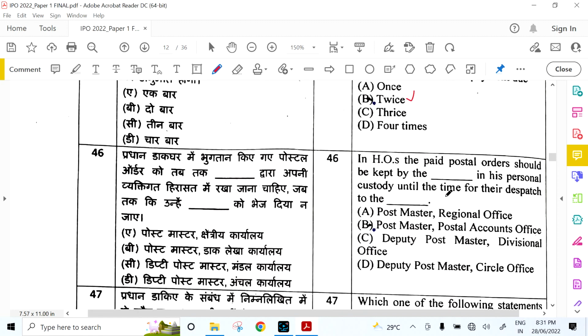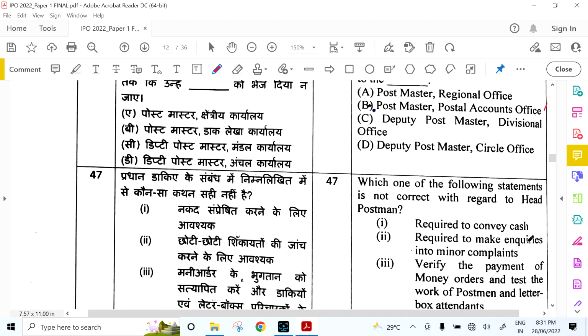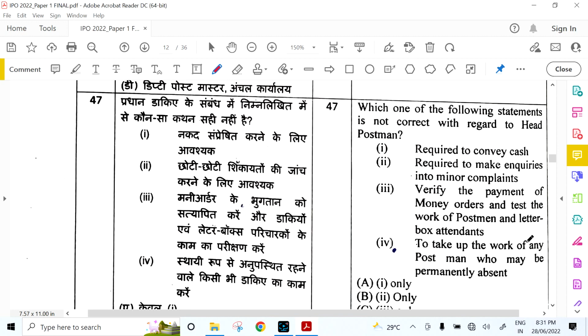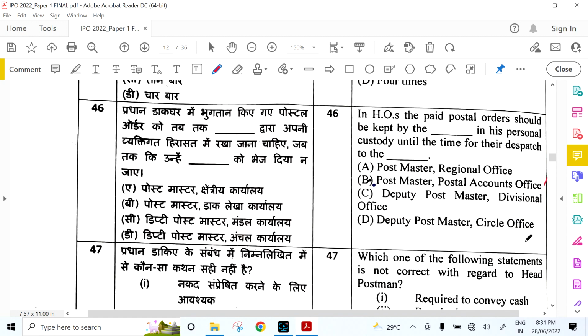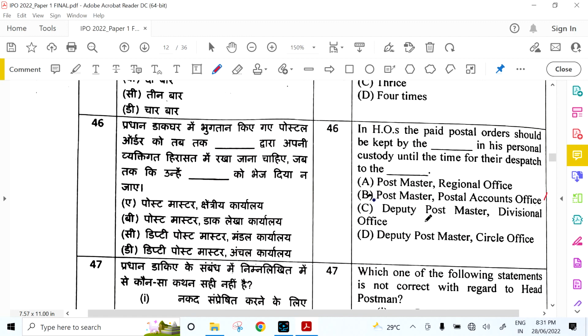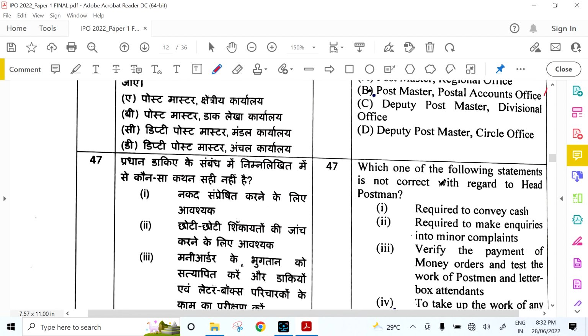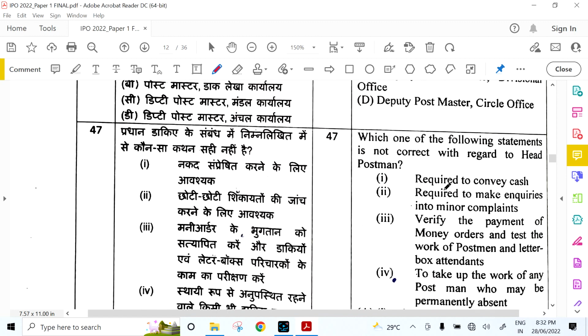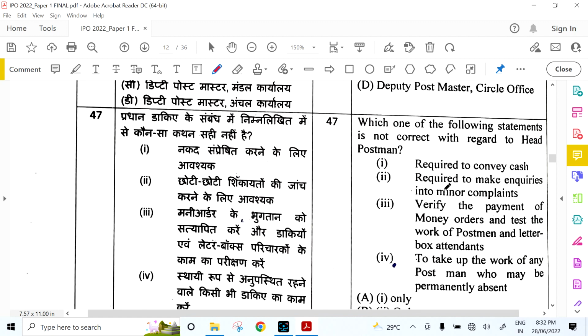In HOs, the paid postal order should be kept by dash in his personal custody until the time of their dispatch to dash. It is postmaster and post office, postal accounts office, PAO. Okay. Which of the following statements is not correct? This 46 answer is with reference to rule number 402.27 in postal volume 6 part 3. Okay. 47. This is according to rule 86 volume 6 part 3.